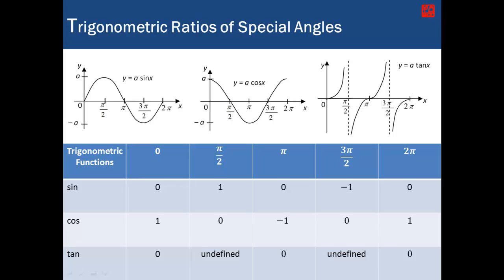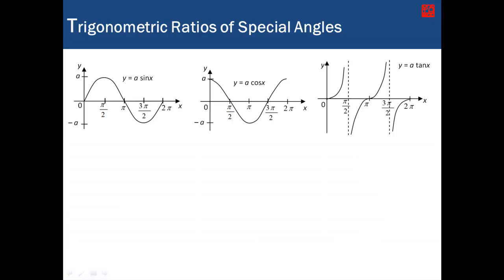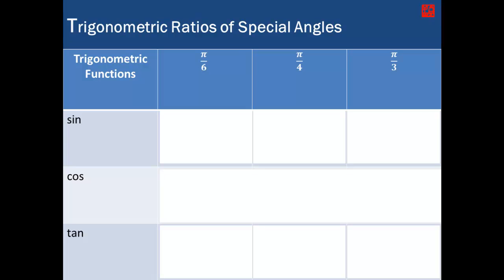So, even if we do not have this table in front of us, we should know that sine pi over 2 is 1, and sine 3 pi over 2 is minus 1, cosine pi is minus 1, and the reason why we can do this is because at the back of our minds, we have the graphs of the trigo functions. There are three other special angles, pi over 6, pi over 4, and pi over 3. In degrees, they will be 30 degrees, 45 degrees, and 60 degrees. We need to know the trigo ratios of these special angles as well.